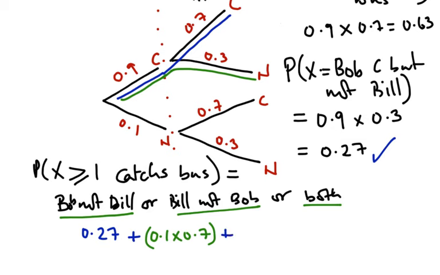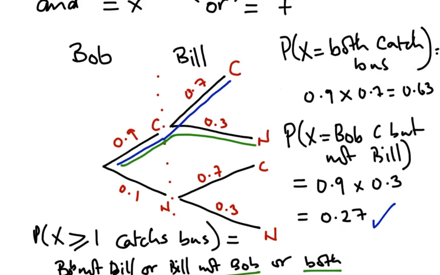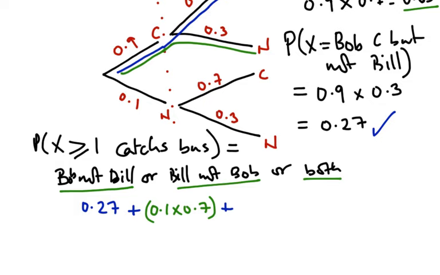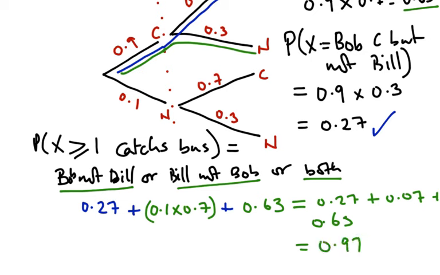Or last of all, they both catch the bus, and I've already calculated both of them catching the bus here, so 0.63. Now all I need to do is add up 0.27 plus 0.07, which is the middle here, and then add that to 0.63, which gives us a grand total of 0.97. So it's almost certain that at least one person is going to catch the bus.